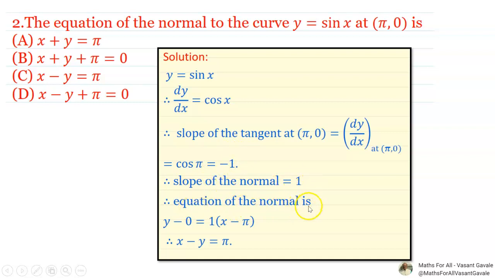Equation of the normal is again y minus y1 is equals to m, means what? Slope of the normal in bracket x minus x1. Now what point is given? We are given pi and 0. y minus 0 is equals to slope 1 in bracket x minus pi. Normal simplification we will do there: x minus y is equals to pi, and hence option C is correct.